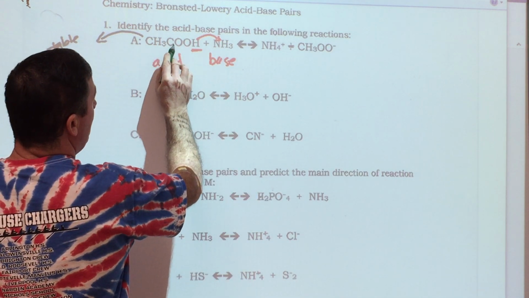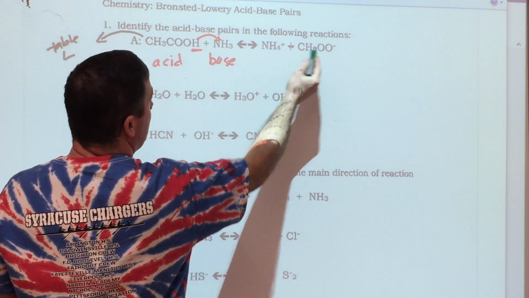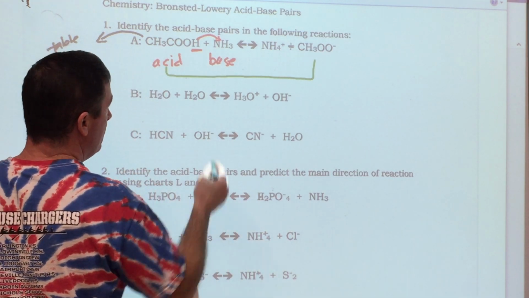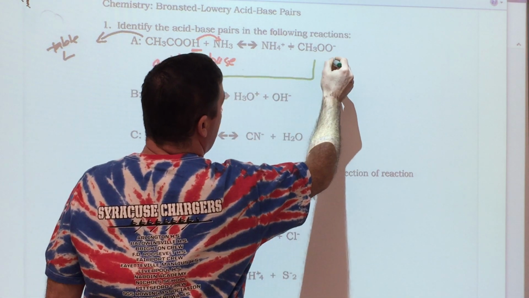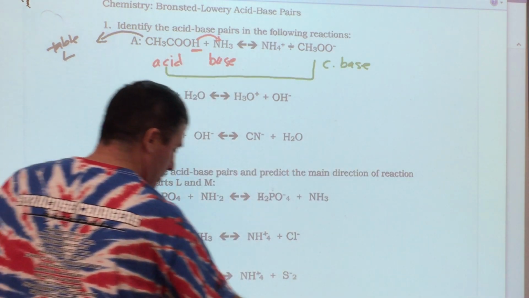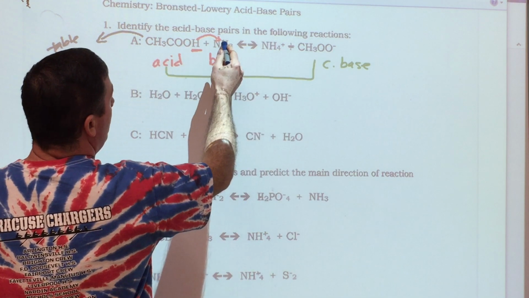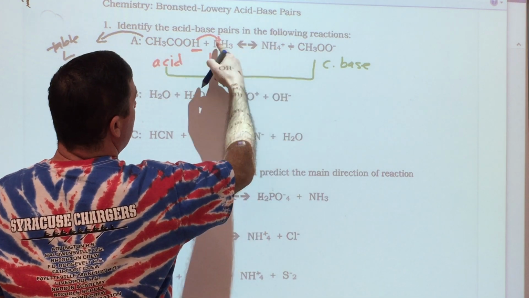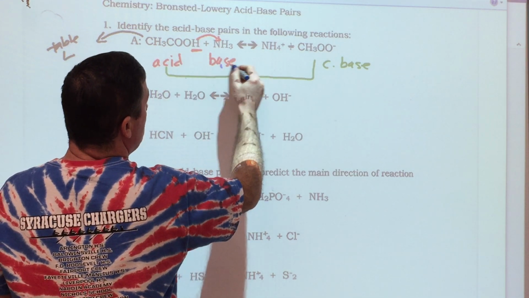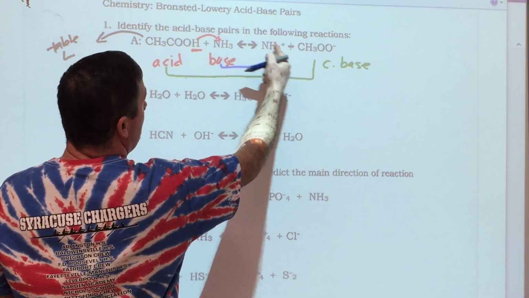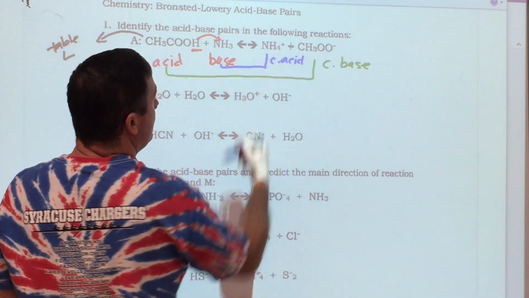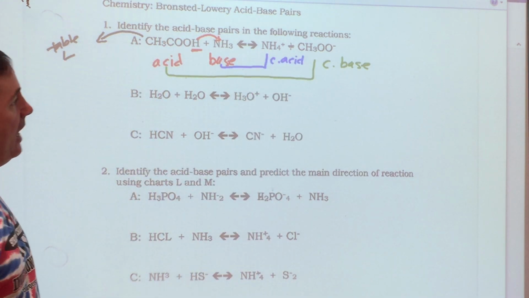So what does this become? This acetic acid becomes the acetate ion. So I can link them that way. Since this is the acid, this is what we call its conjugate base. Ammonia becomes NH4 by picking up the hydrogen from the acetic acid. So this base becomes NH4+. And because of that, the ammonium ion is the conjugate acid.